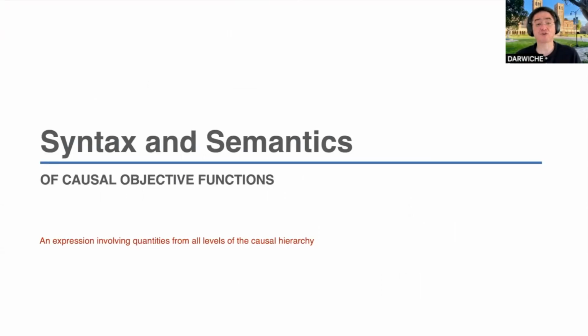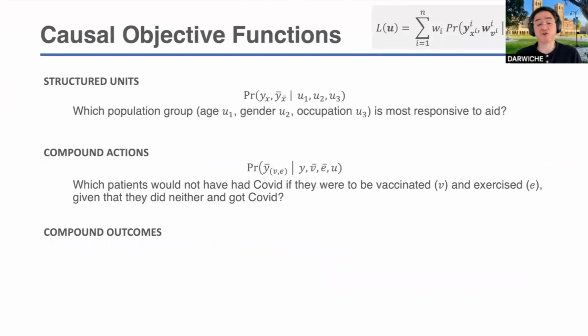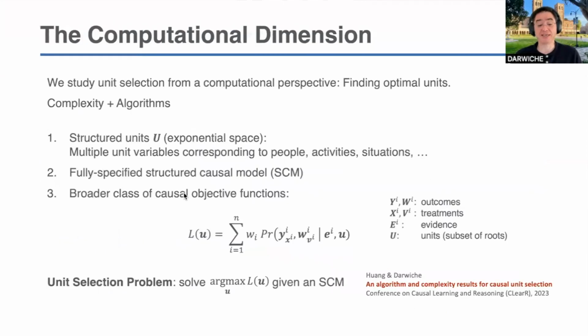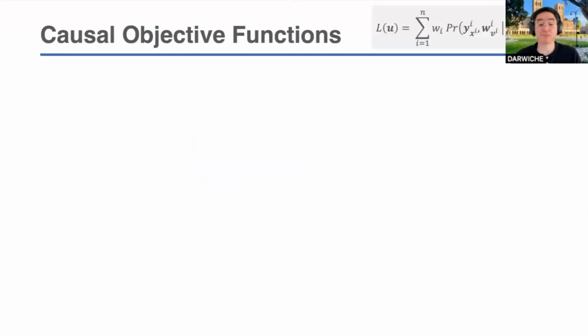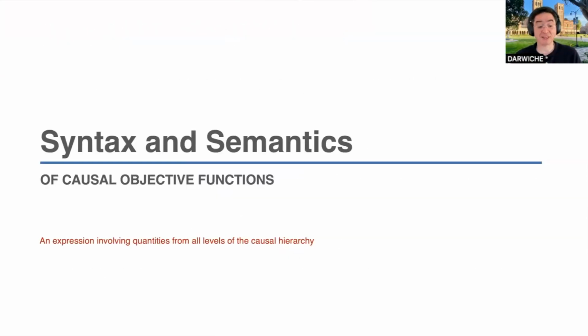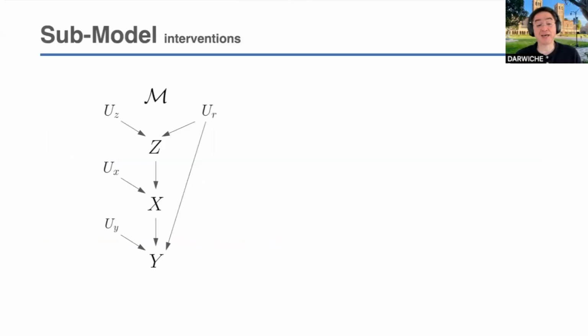Now, syntax and semantics of causal objective functions. Let me just be clear that the form that we used here, we used it because it is general enough that it allows us to do many things, but still specific enough that it allows us to do something algorithmically and as far as complexity. But a causal objective function could be much more general than this. In principle, as you see in the paper discussion, any expression involving quantities from all levels of the causal hierarchy is in principle a legitimate causal objective function. And now we will explain the syntax and semantics of these things.